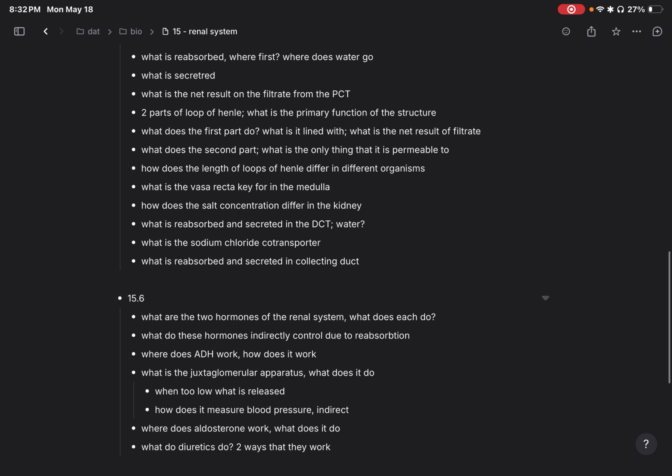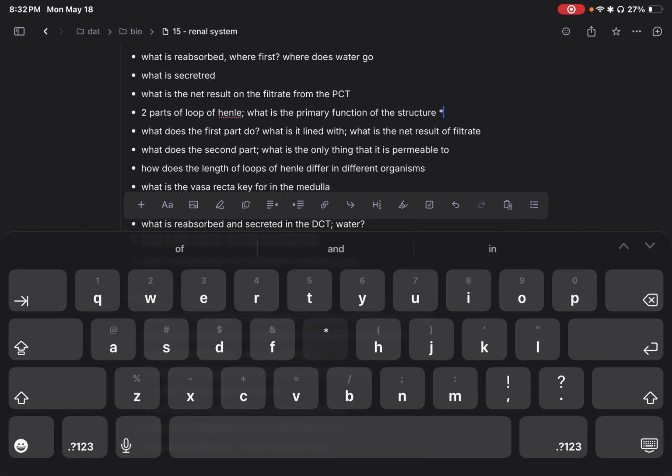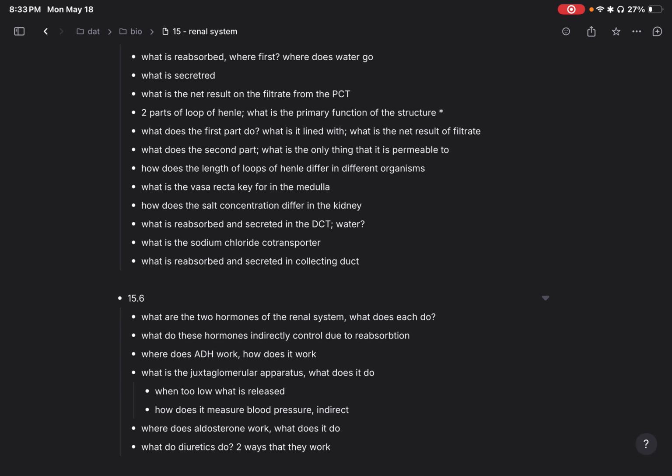So two parts to the loop of Henle, descending and ascending. First we have the descending. What is the primary function of the structure? It's to help with reabsorption and secretion, water and salt reabsorption specifically. So what does the first part do? The first part has aquaporins on it, so it's only allowing water to go out.